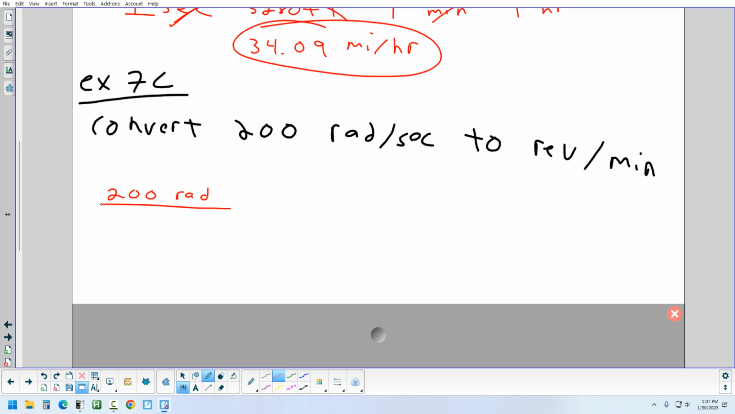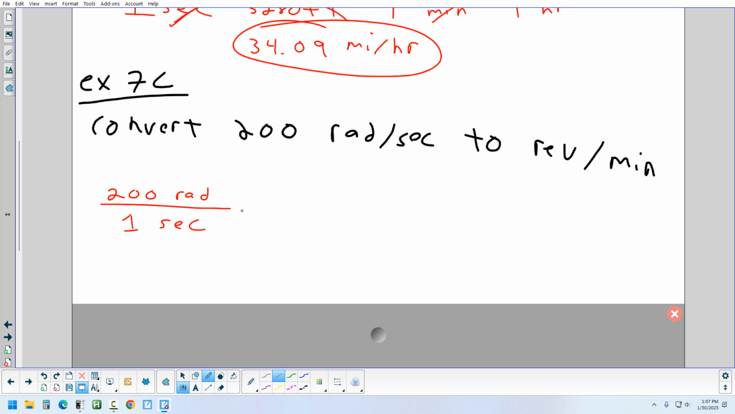So this object is spinning 200 radians every second. That's pretty fast, I mean, it depends on what you consider fast, but in one revolution, there's 6.28 radians. So this is doing a lot more than one revolution a second. It's going pretty fast. So let's figure out how many revolutions per minute it's making.